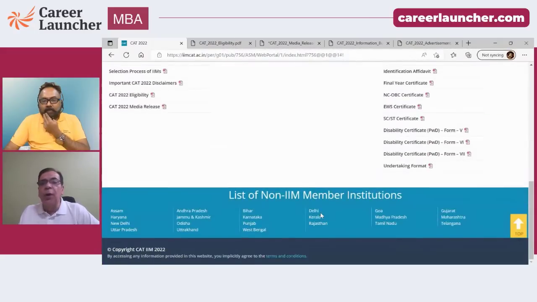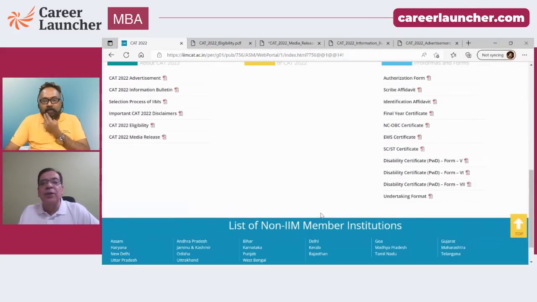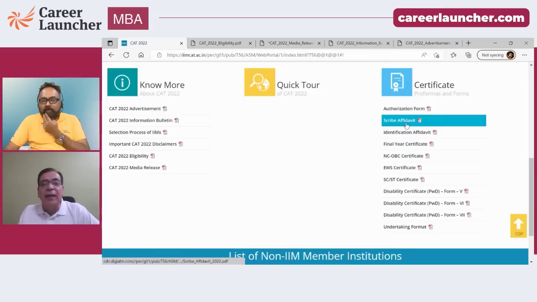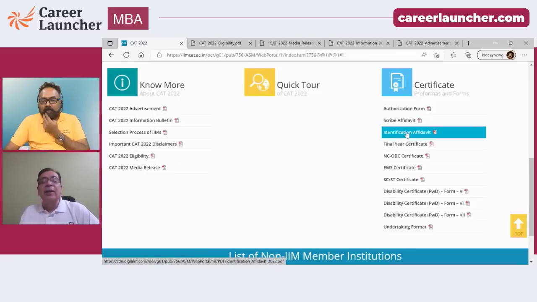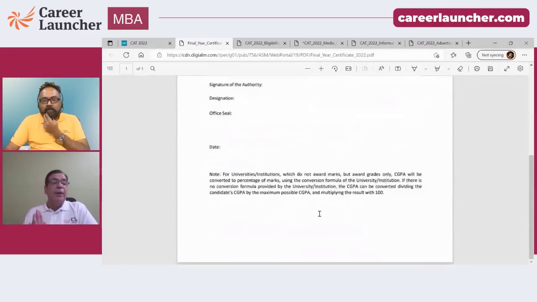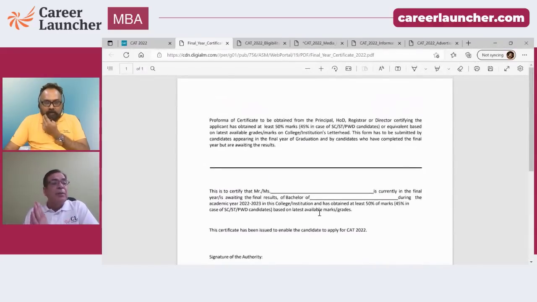From a student point of view, I want you to look at the certificates which are mentioned on the right. If you are someone who needs a scribe, please make sure you have that certificate, identification, final year certificate. These are extremely important. Please make sure these are in the format, and some of these certificates may take you 4 to 6 weeks to get. Please apply for them now itself.